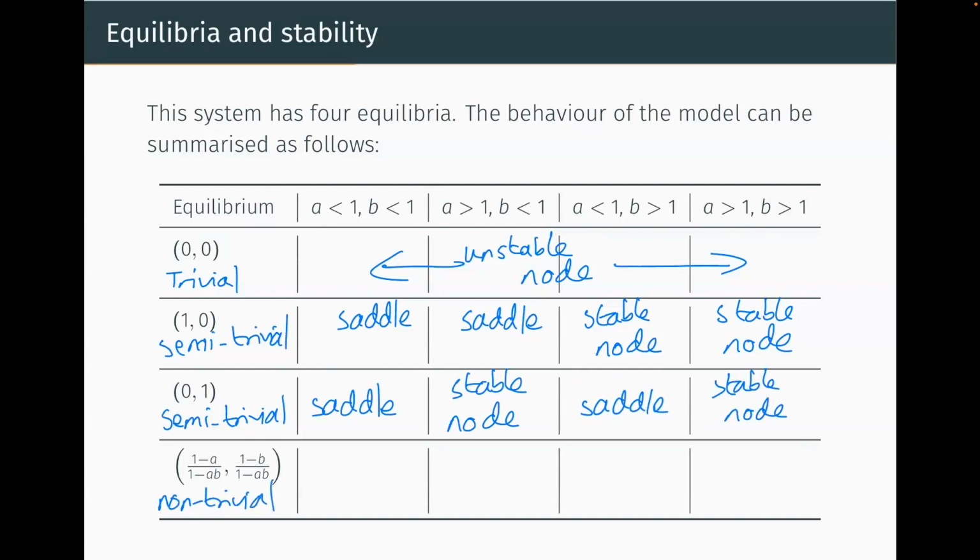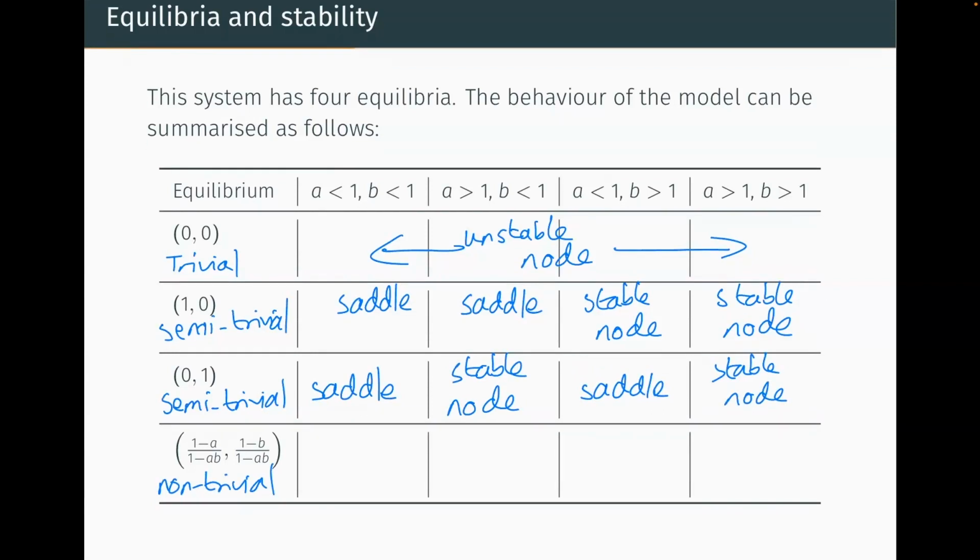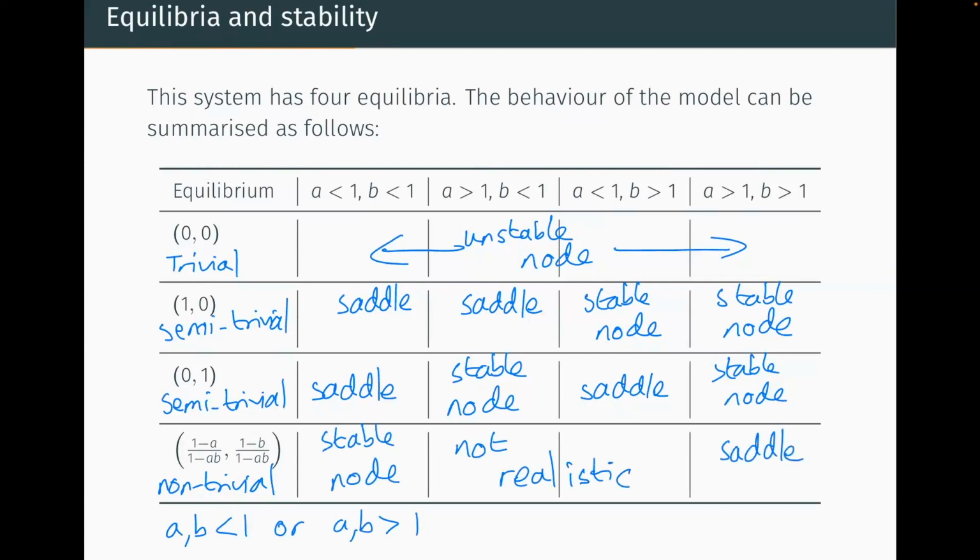For this one to exist, we need to have A and B less than 1 or A and B greater than 1. This means that both of our numerators and denominators here are either positive or negative. And in this case, in these middle 2 columns, it's not realistic. So those conditions at the bottom are not satisfied. If they're both less than 1, we have a stable node. And if they're greater than 1, then we have a saddle.